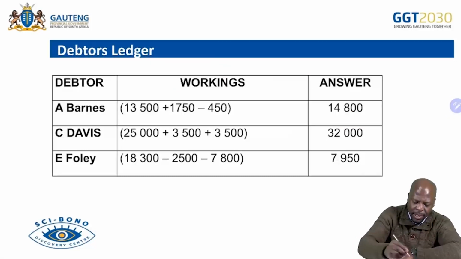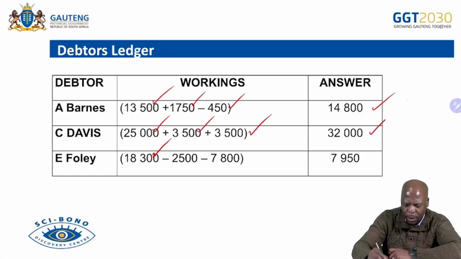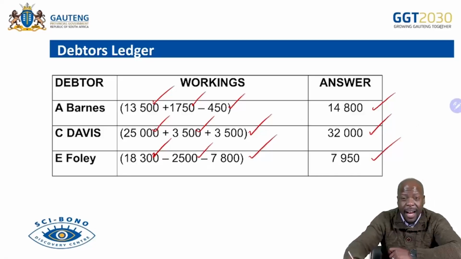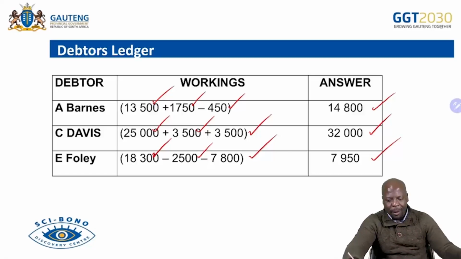Here's the list. It starts with your 13.5. Don't forget these opening balances. Don't forget them, please. And then you add your 1,750 minus your 450, and then you get your 14.8. And then you have a 13.5, your 3.5, then you end up with your 32,000. Your minus 2.5, minus 7.8, 7,950. Okay, so this concludes our first activity.